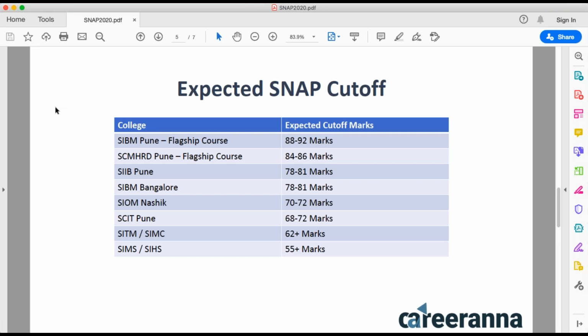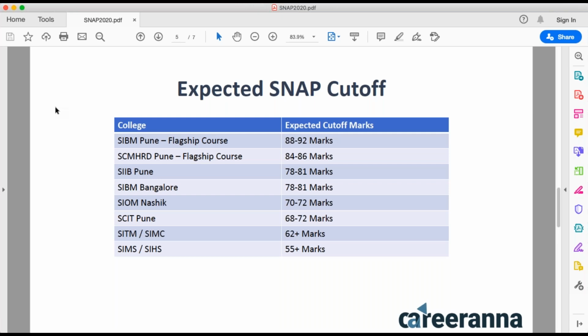SIBM Pune, SMHRD Pune. SIBM Pune average package is around 14 to 15 lakhs. SMHRD Pune again in the range of 12 to 13 lakhs. Pretty good colleges. SIBM Pune is very well known for marketing, followed by HR. SMHRD Pune is the third best college for HR after your TISS and XLRI. So that's how good SMHRD is, and that's how good SIBM Pune is. If you pull out the top 10 marketing colleges of India, you will find SIBM Pune featuring in it. So these two colleges must apply.